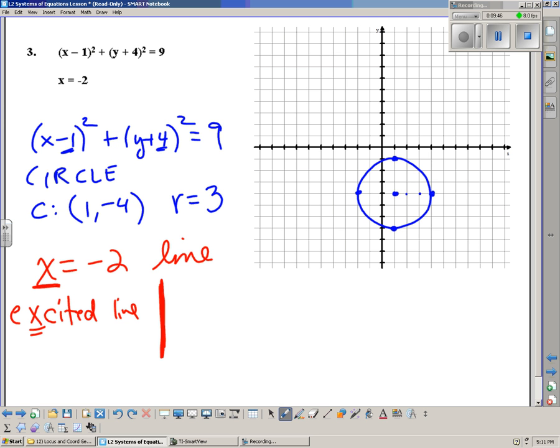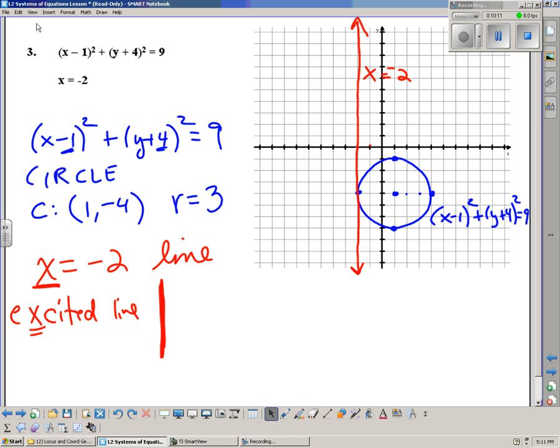Another way to look at that is to say, well, if I go to negative 2 on the x-axis, I just draw a line that's going to cut the x-axis at negative 2. And here's our line. Okay, this is x equals negative 2. And as I said before, I should have been labeling as I go along. This is (x minus 1) squared plus (y plus 4) squared equals 9.